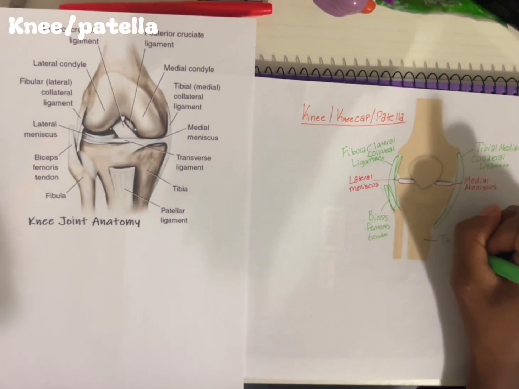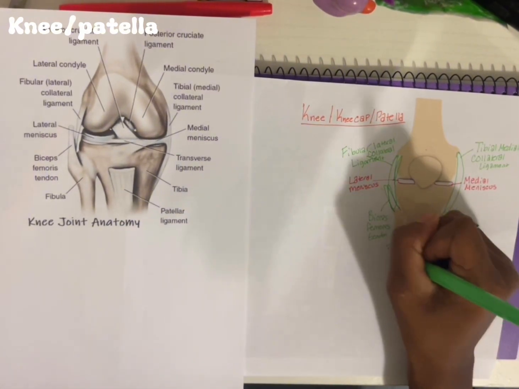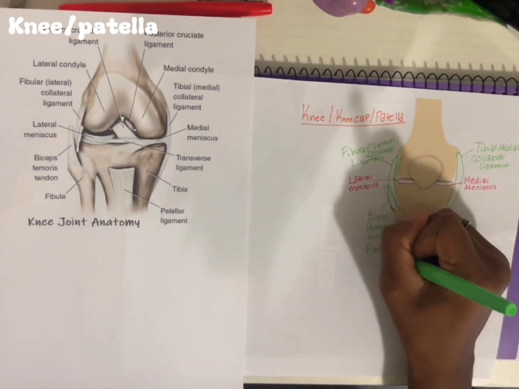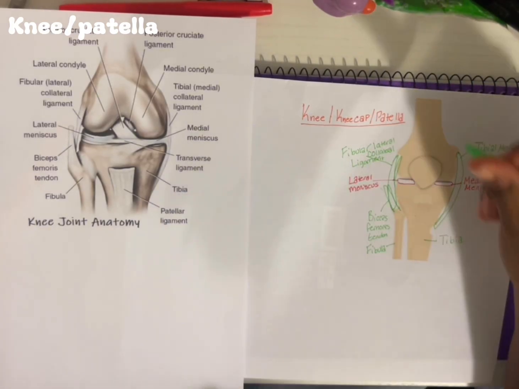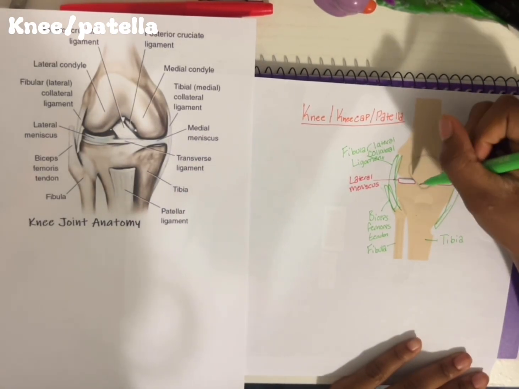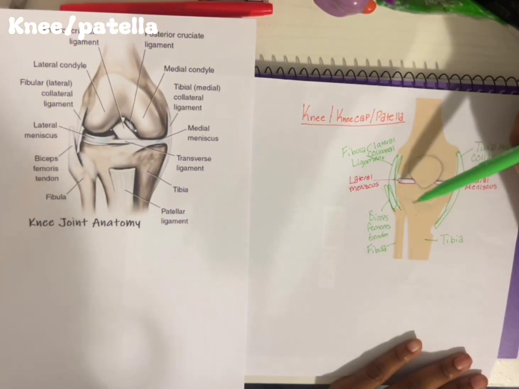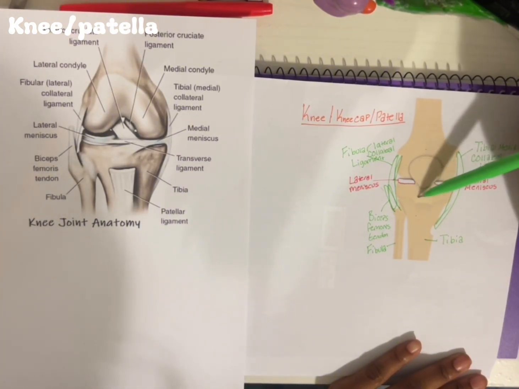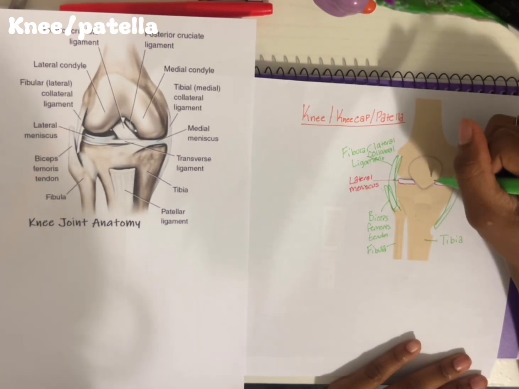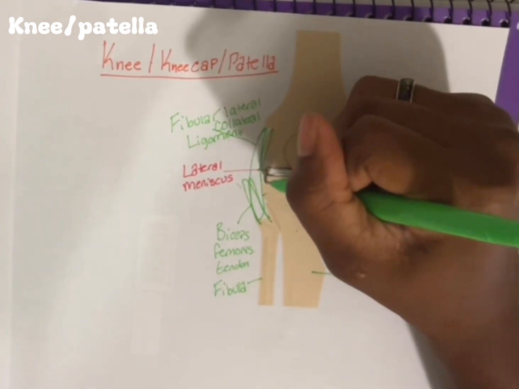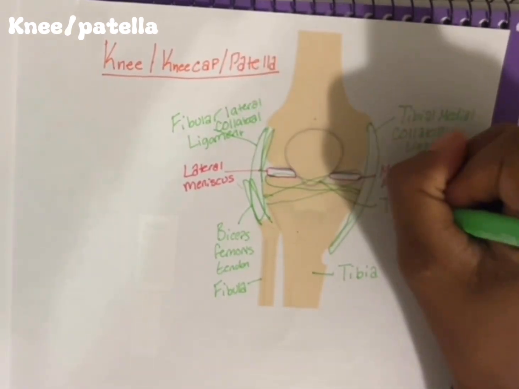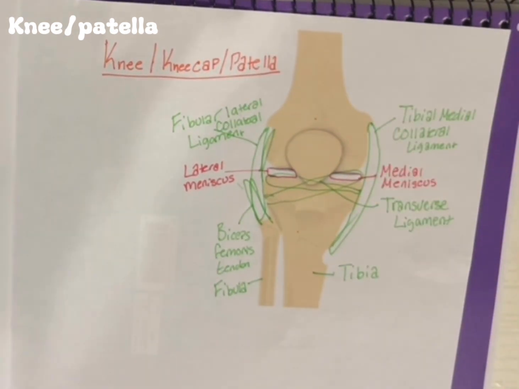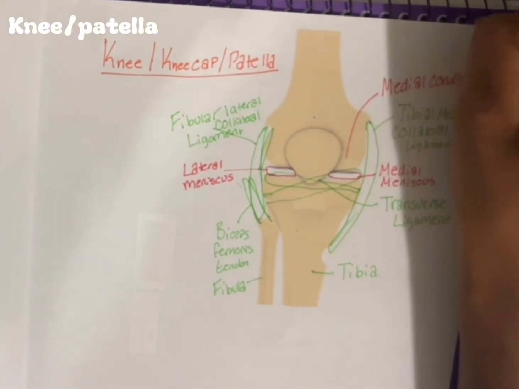This, like I said, is your tibia. This is your fibula. I'm going to draw some of these ligaments that aren't shown right here. They're going to be behind the patella, but I'm going to draw them down here so we can see. So there's a transverse ligament going across. This is your medial condyle. This is your lateral condyle.